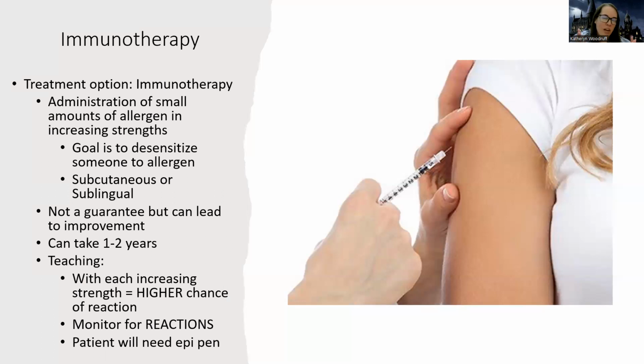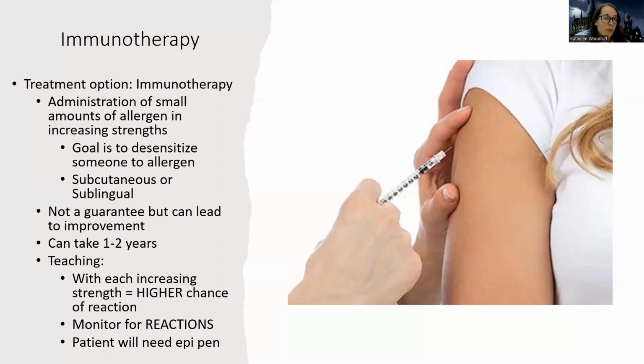And the point of it is that you're not just starting and saying, here, I'm just going to lay with a cat, even though I'm definitely allergic to it. You're slowly introducing that allergen more and more to decrease your body's response to it. It can take a few years to do. And they need to know that with each higher dose, there's going to be a higher chance of them having a reaction.